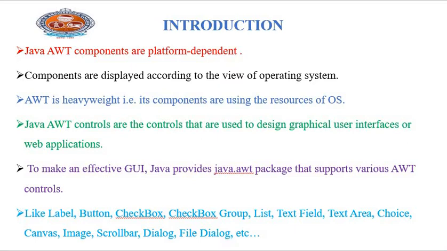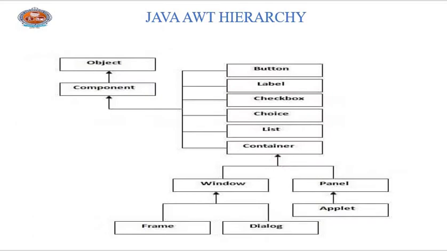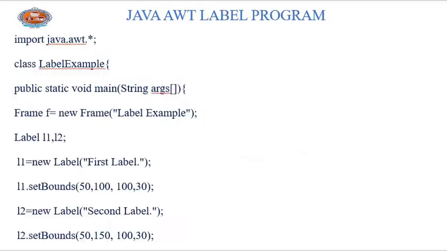Okay, so what is the hierarchy? Object, component. Here again the component contains the labels, buttons, checkbox, choice, list, container. Here these all are components of the AWT. So first one is label. What is label? Label is a text information that is displayed on the graphical user interface as a string. These are passive controls that do not support any interaction with the user.